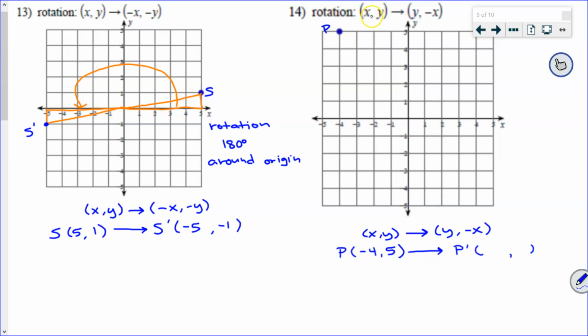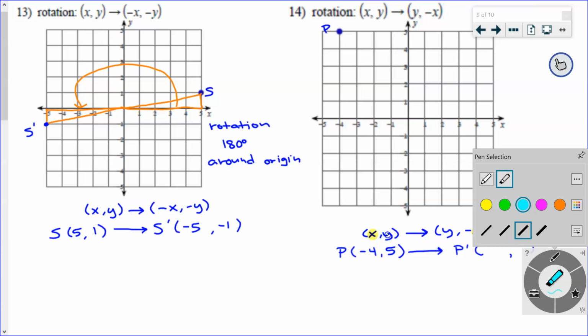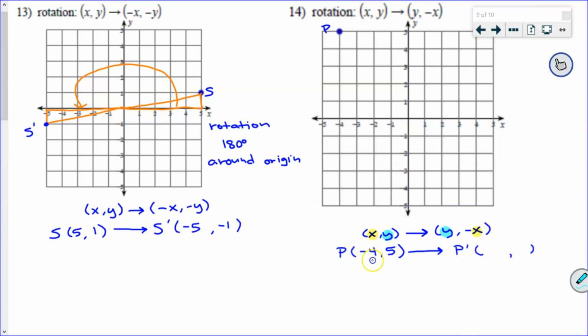So watch. (x, y) goes to (y, -x). There's two changes that are happening here. We have to switch our x's and our y's. But then we also have to change the x to its opposite. That's a lot to do all in one. So let's just do one at a time. Again, let me just point this out. I'll highlight. x is now here in this position, and y is now here in this position. So do you see that? That's what we're going to be doing here too.